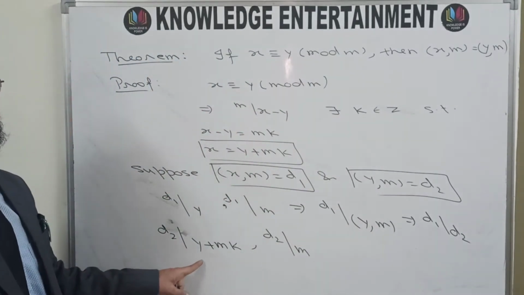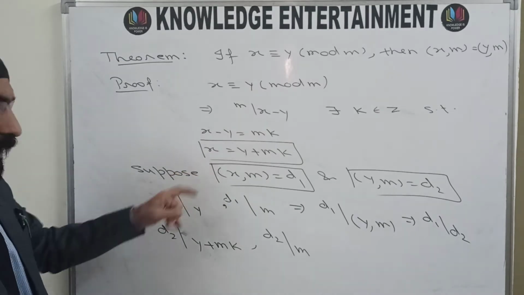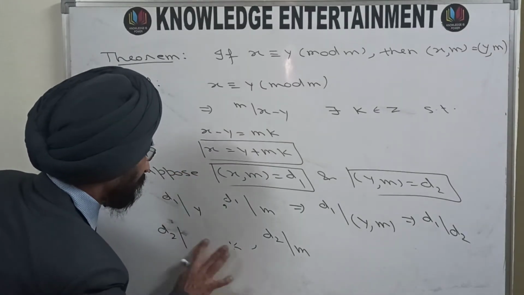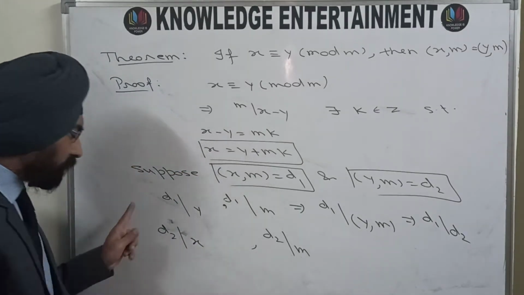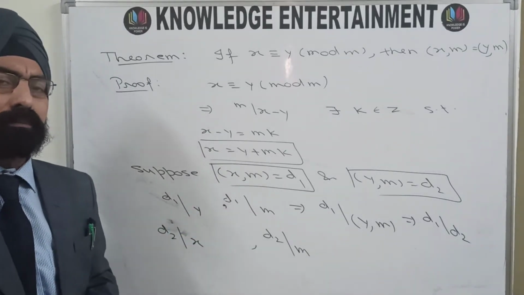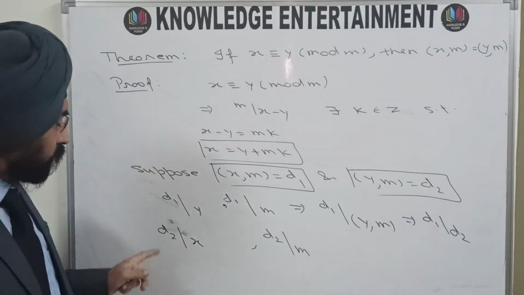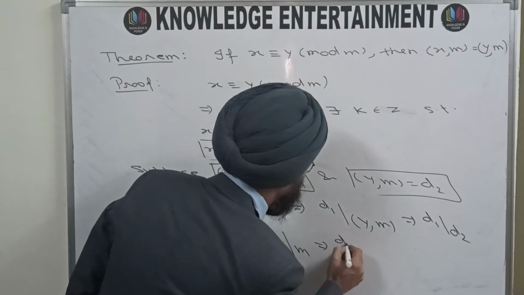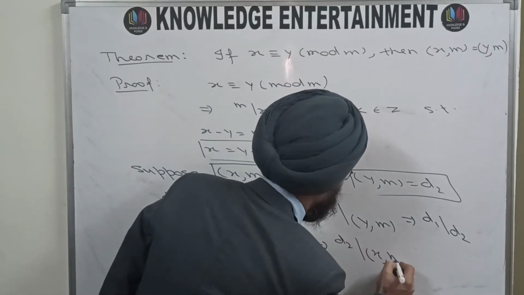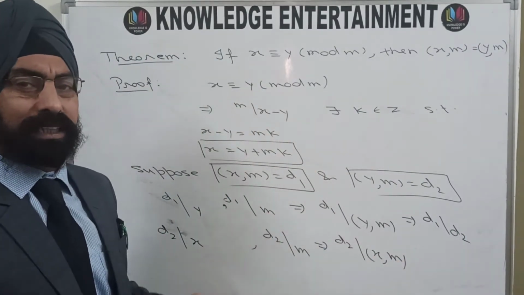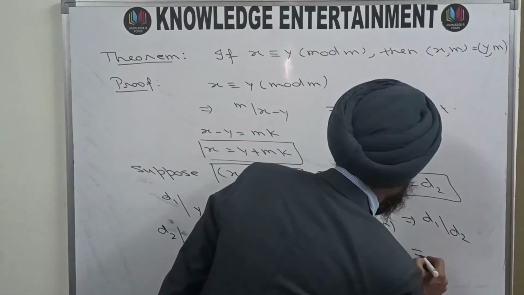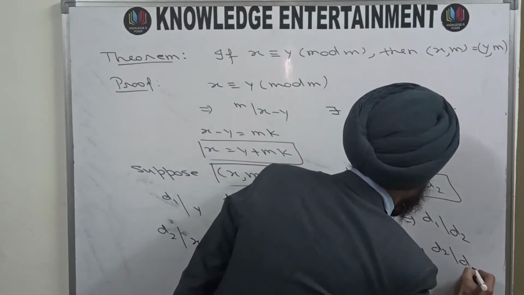Now what is y plus mk? Y plus mk is x. So d2 divides x. d2 divides x and d2 divides m means d2 divides their GCD also. So d2 divides GCD of x and m. But what is the GCD of x and m? It is d1. So that means d2 divides d1.